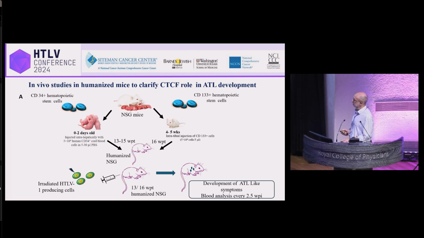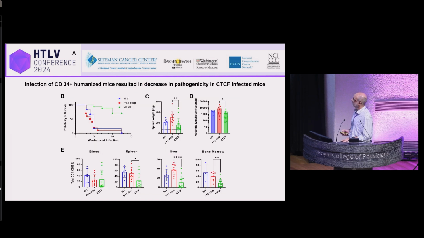We have very similar results with CD133-positive hematopoietic stem cells injected in the tibia at 4 to 5 weeks of age, and then infecting the mice at about 20 weeks of age, a model developed by Fujisawa and colleagues. And we monitored blood every 2.5 weeks for proviral load and monitored the mice for ATL-like symptoms.